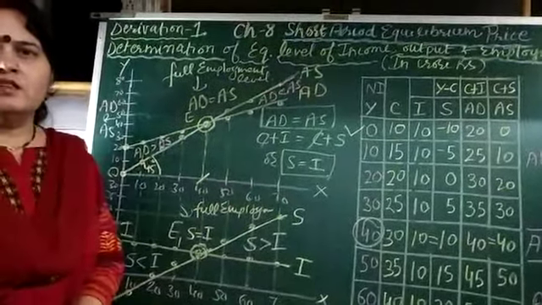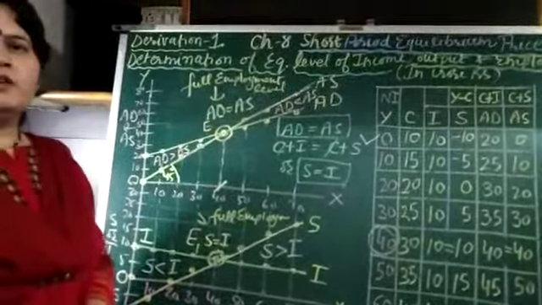So that's all regarding this equilibrium level of income, output and employment.